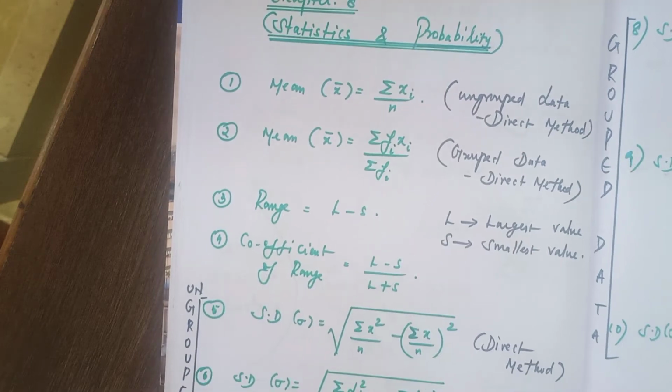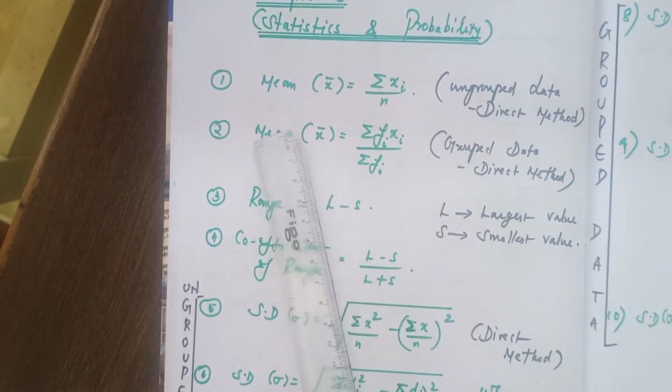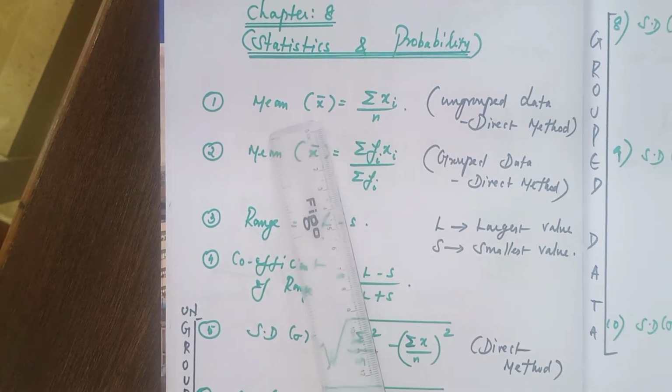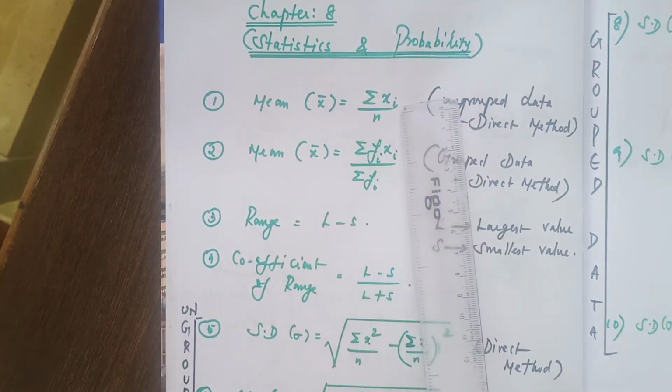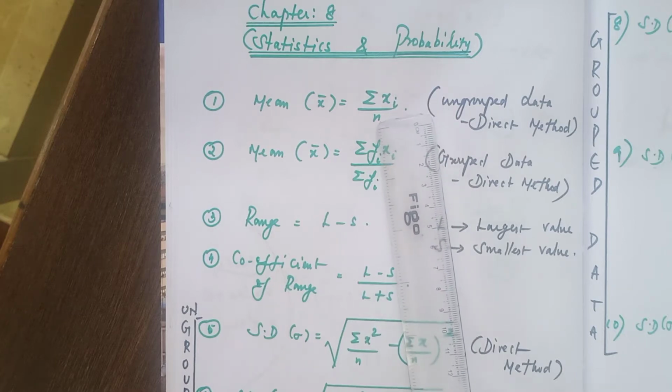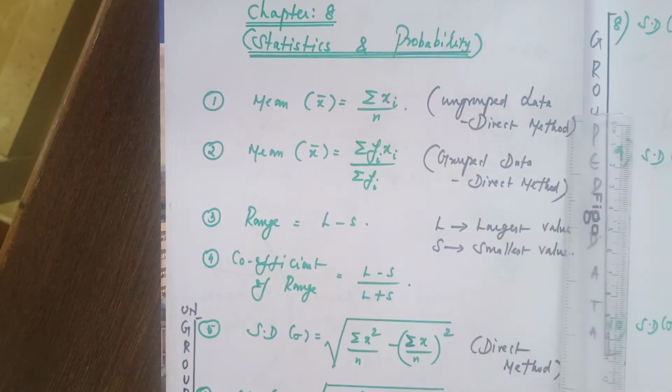So these are the formulae to be applied in this chapter. First formula, mean or arithmetic mean or average, that is represented by the letter x bar, that is equal to sigma xi divided by n. This is for ungrouped data, that is called raw data.